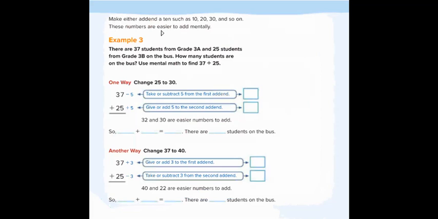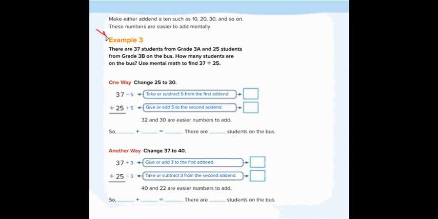Make or add the tens, such as 10, 20, 30, and so on. These numbers are easier to add mentally. As I said before, adding numbers in the form of tens is easier than adding other forms.